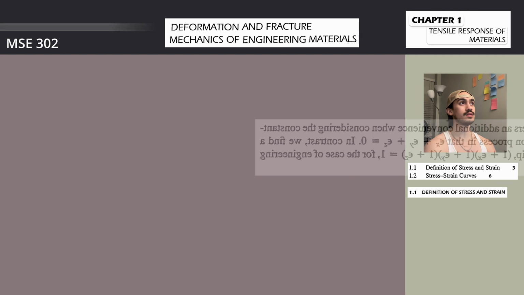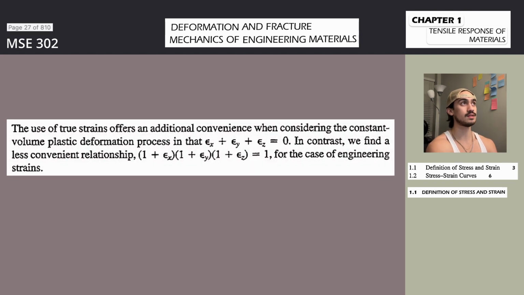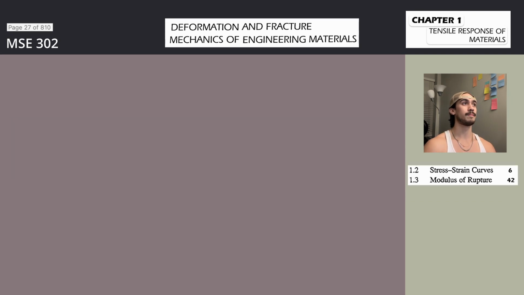The use of true strains offers an additional convenience when considering a constant volume plastic deformation process, in that epsilon sub x plus epsilon sub y plus epsilon sub z is equal to 0. In contrast, for the case of engineering strains, we find a less convenient relationship: 1 plus epsilon x times 1 plus epsilon y times 1 plus epsilon z is equal to 1.